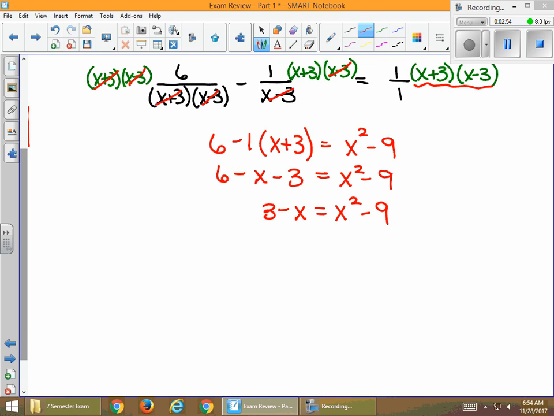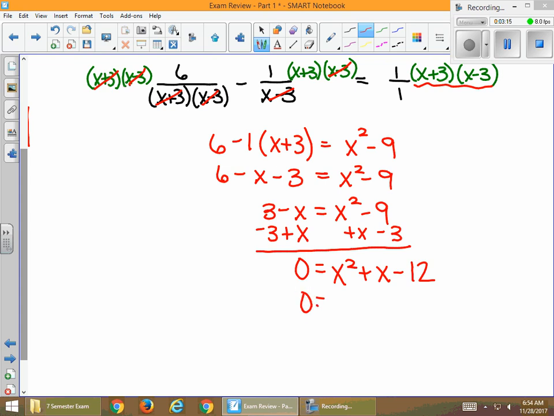And now we're just solving for x. Since we have that x squared, we need everything on the same side so that we can factor to solve. My x is going to be my middle term there. And negative 9 minus 3 is negative 12. I can factor to solve. Plus 4, minus 3. So my possible solutions are negative 4 and positive 3.